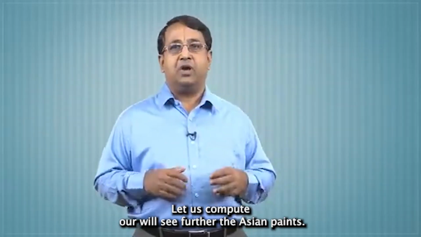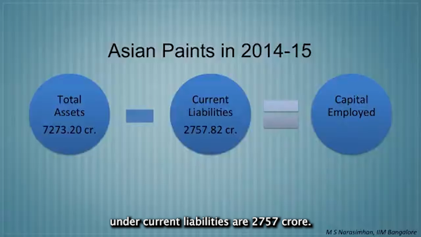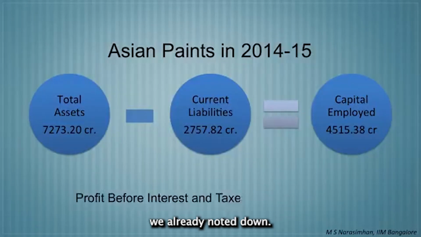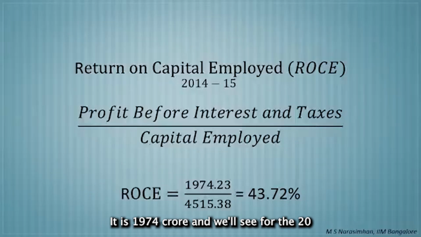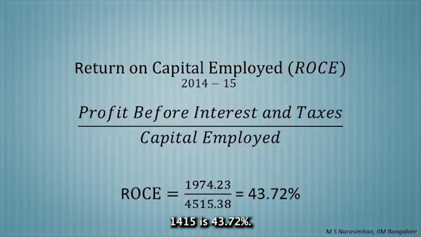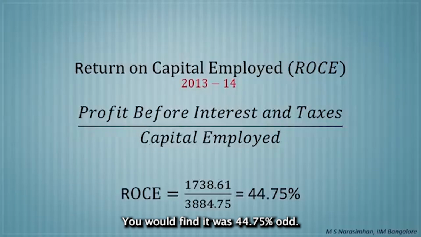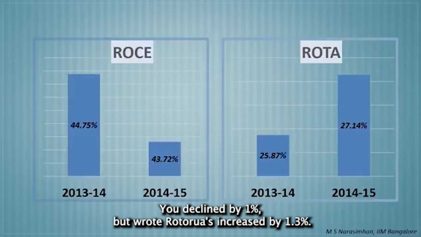Let us compute ROCE for Asian Paints. In 2014-15, Asian Paints' total assets are 7,273 crore and the current liabilities are 2,757 crore. It gives us a capital employed value of 4,515 crore. PBIT we already noted down, it is 1,974 crore. ROCE for 2014-15 is 43.72%. Try to find the ROI of the previous year. You will find it was 44.75%. ROCE declined by 1%, but ROTA has increased by 1.3%.